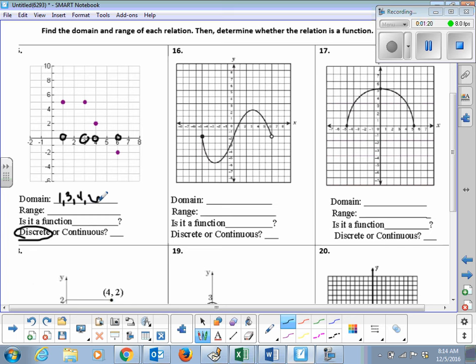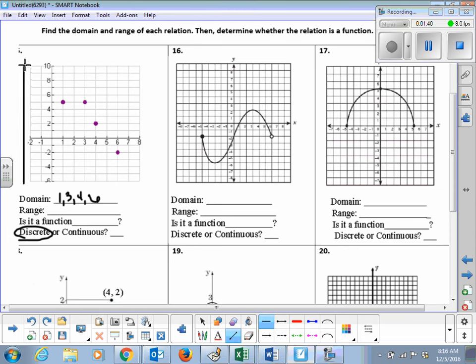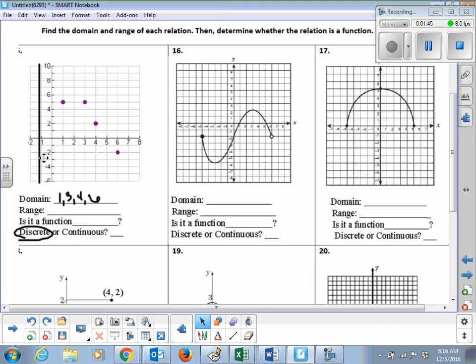So I'm going to let you go ahead and do the range. And if it's a function, I don't see any repeating x values here, so we're good. But if you wanted to check it using the vertical line test, you would just drag your pencil across and make sure that nothing repeats. So nothing's repeating at -2, nothing at -1, 0. Yeah, all the way, we're good, nothing repeats. Okay, so don't forget range.